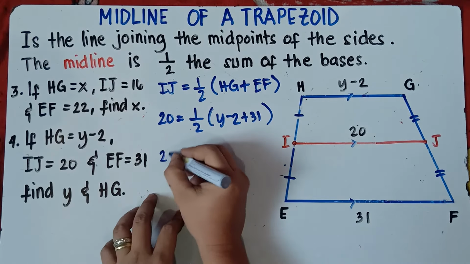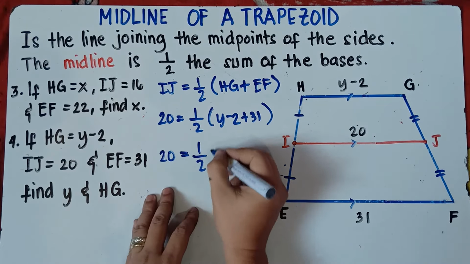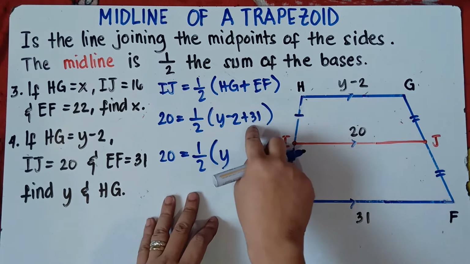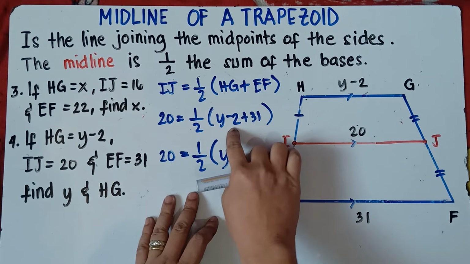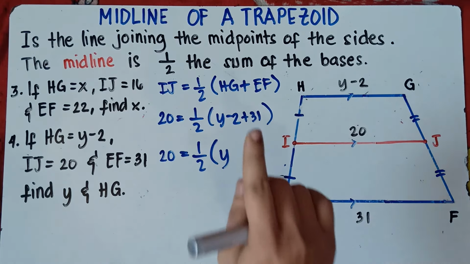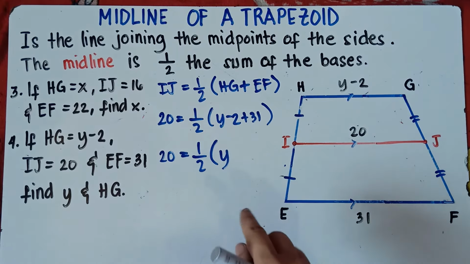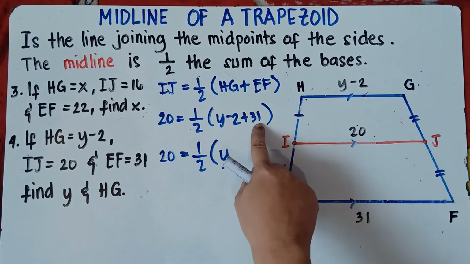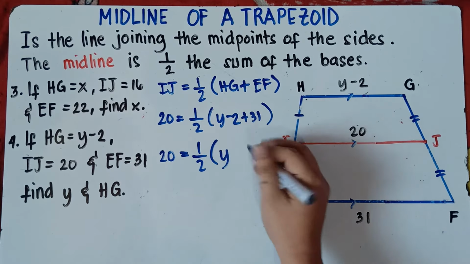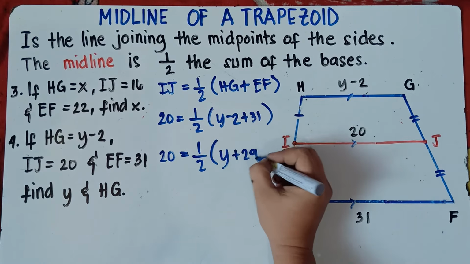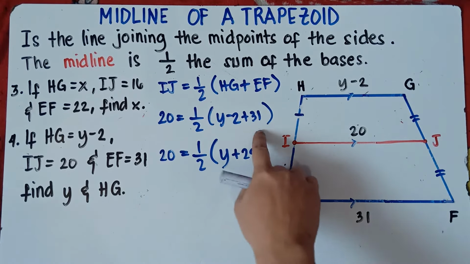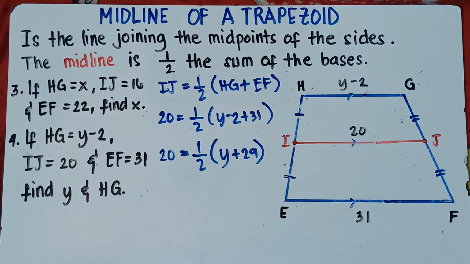So this will be 20 equals 1/2 parentheses y, negative 2 plus 31. Negative, then positive, unlike signs. If the signs are not the same, you subtract, then copy the sign of the larger number. So 31 minus 2, that's 29. Since 31 is greater than 2, we copy its sign. That would be positive 29. So once again, negative 2 plus 31 is positive 29.